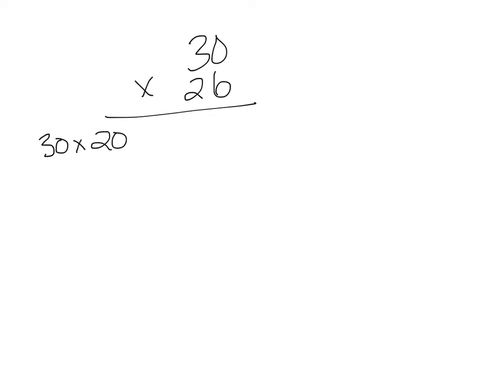Now, for our example, we're going to multiply 30 times 26. We're going to start with 30 groups of 20, 30 groups of 6. Then we'll add those numbers.